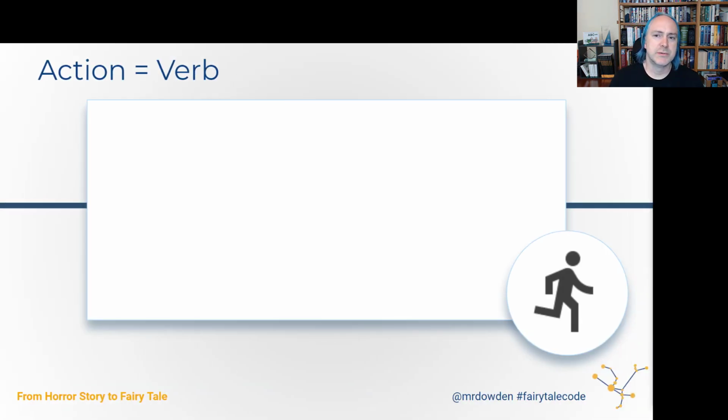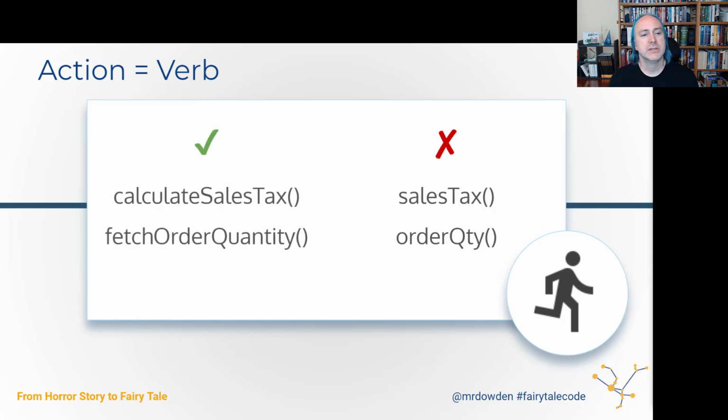Actions are verbs, right? That's just a natural part of language. Function and method names should always include a verb because you're doing something. For example, sales tax, order quantity. There's no verbs here. There's no actions. We don't know what's going to be happening to that sales tax. Is it going to be calculated? What's going to happen? That order quantity, what are we doing with it? So let's give that a verb.